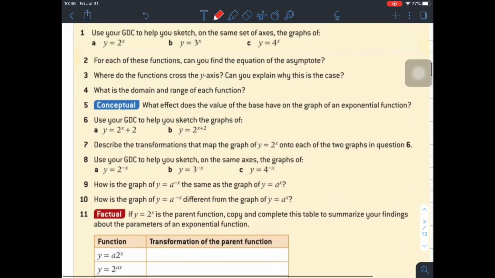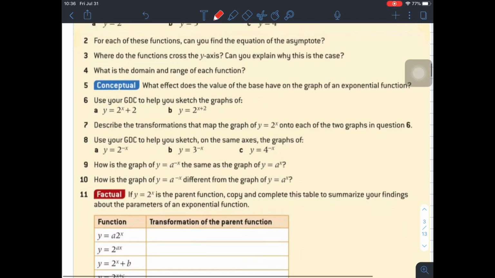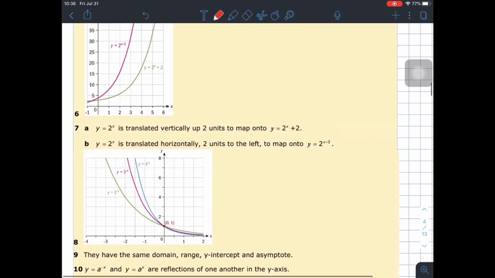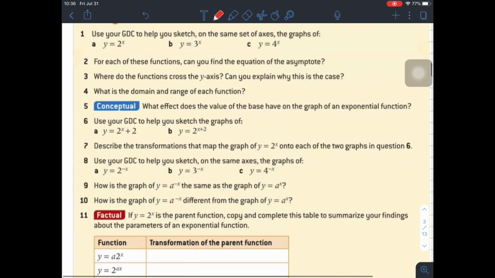Then for part 7b, let me see. Yes, that's it for number 7.